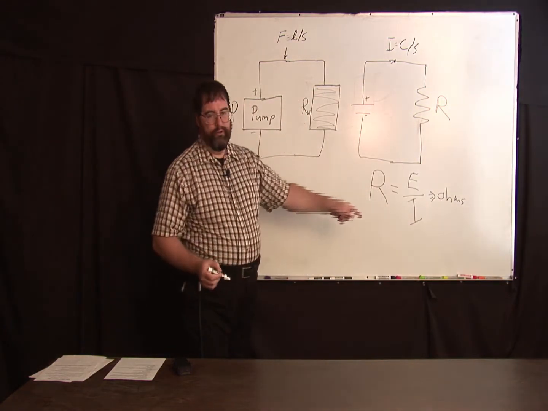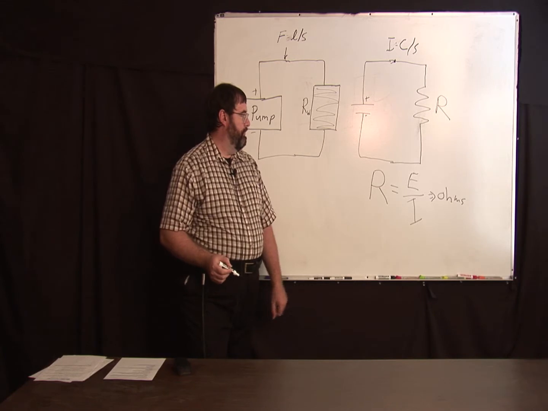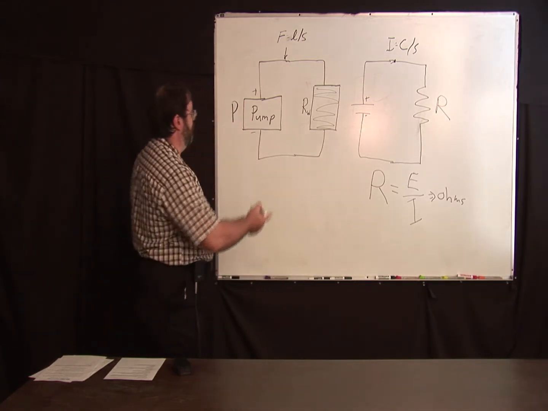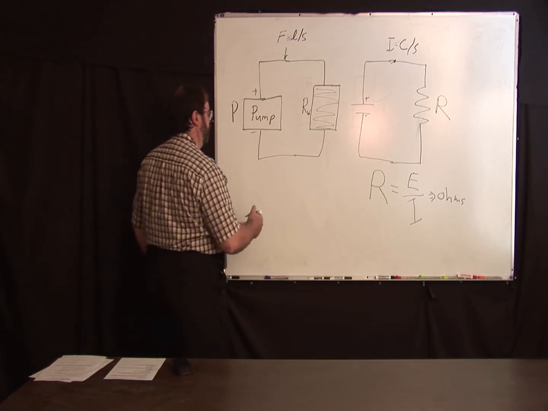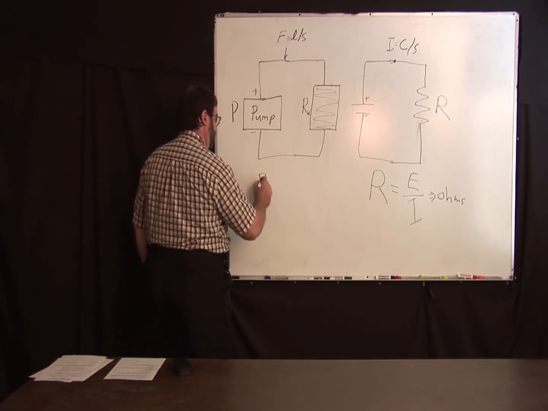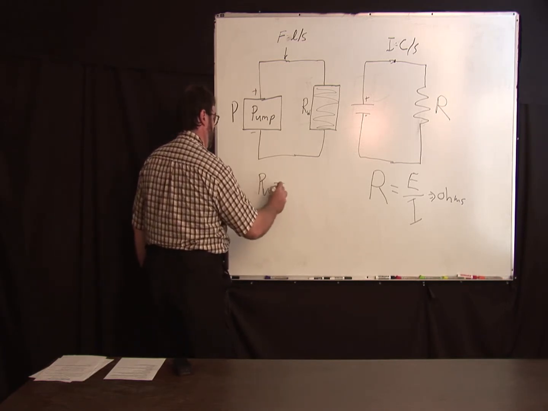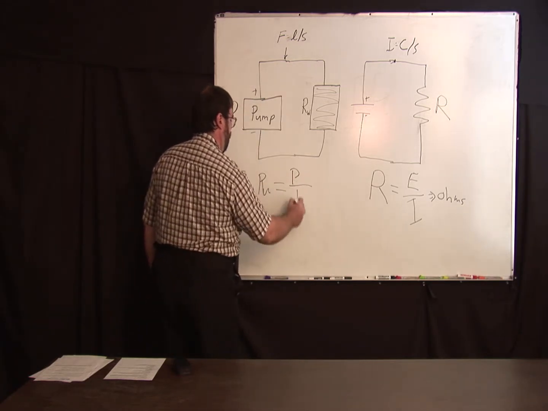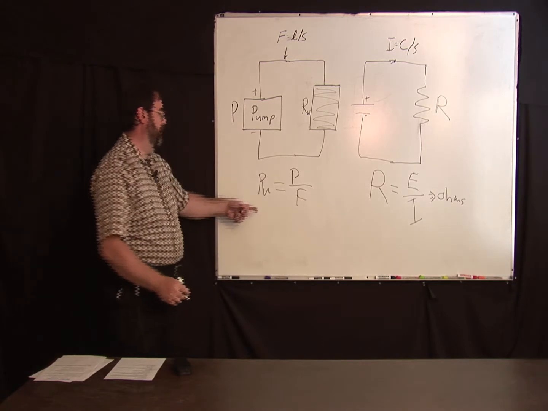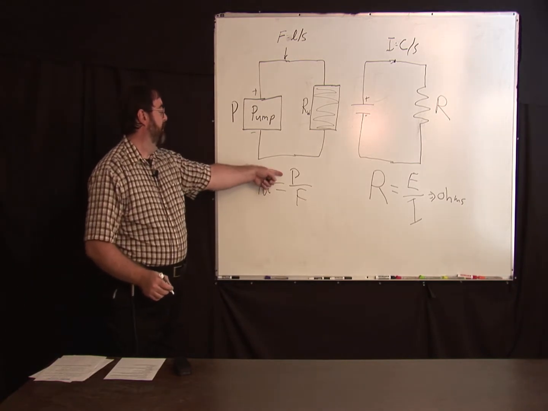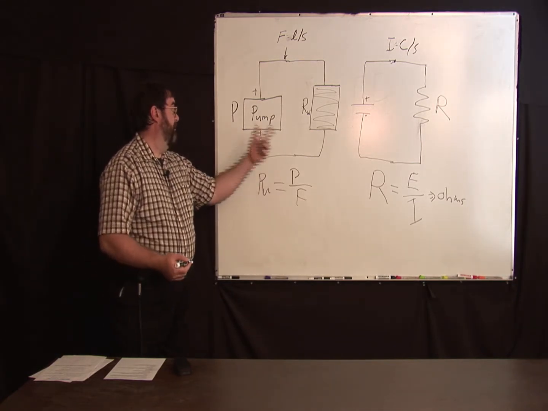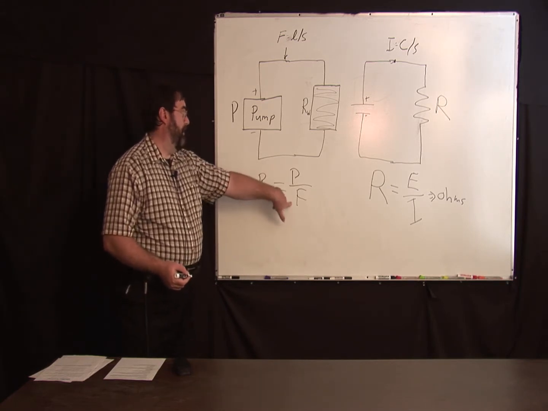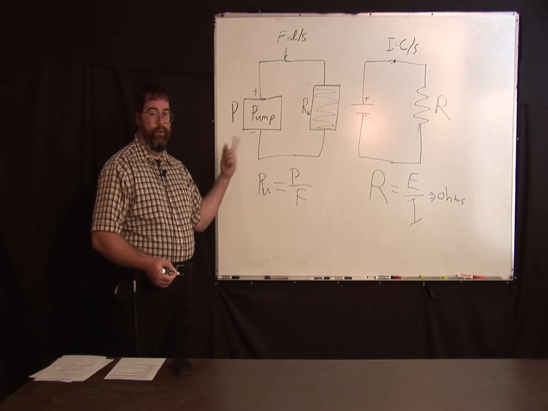Ohms is a volt per amp. Current is measured in amps, which is a coulomb per second. Well, you could do the same thing for the water circuit. You could define the resistance to the water flow as the pressure divided by the flow, and this would be in something like liters per second, or force per unit area divided by liters per second. I don't know what kind of unit that is.